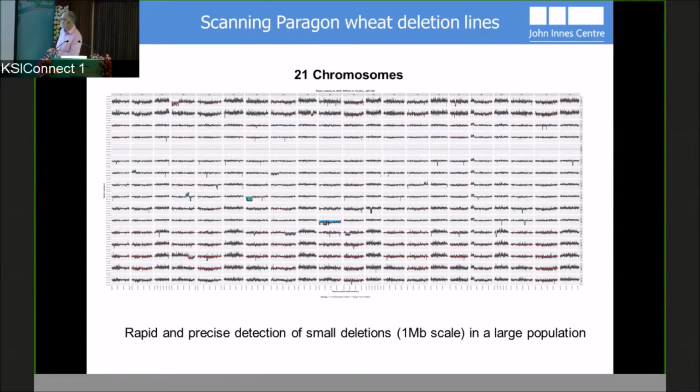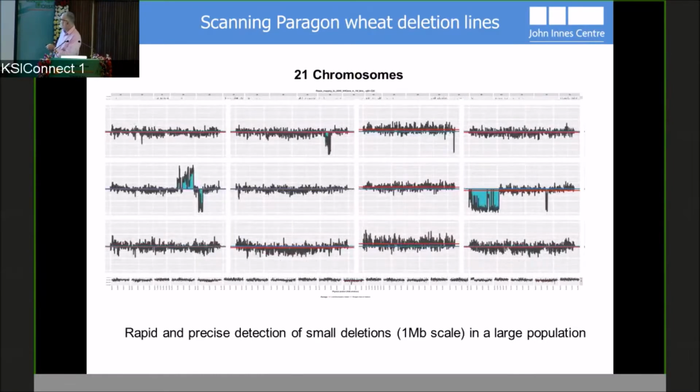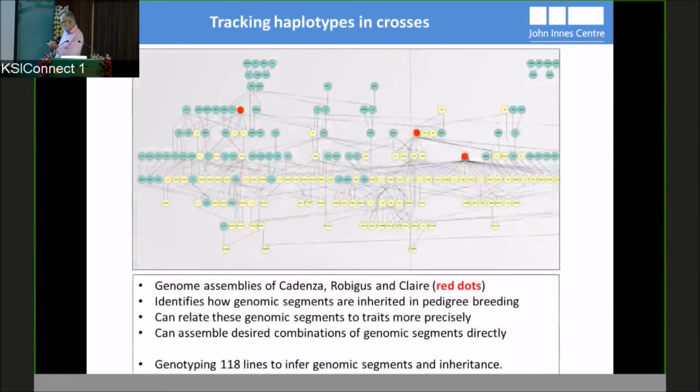Sequencing a population of X-ray-induced deletions in the Paragon genome. Here you can see regions where read depth is lower than expected. Just to show you what this looks like, higher up here you can see quite a large deletion of one chromosome. Here's another deletion. And here, this looks like a copy number change. This just shows you why we're sequencing these varieties.